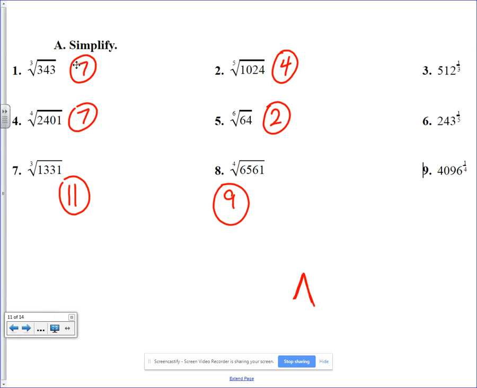Okay, folks, so what did we get for number 3? 8. Did we get on to number 6? 512. Then you hit this key down here. And then 1/3. Good? Okay, what did we get for 243 to the 1/5? 3. And how about 4096 to the 1/4? 8. Okay, so everybody's good there?